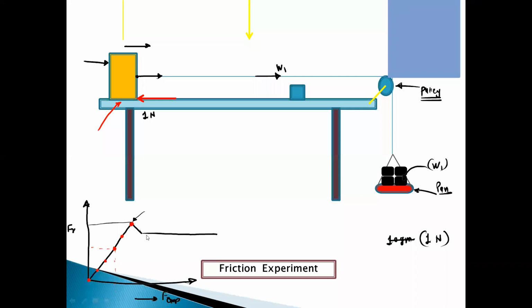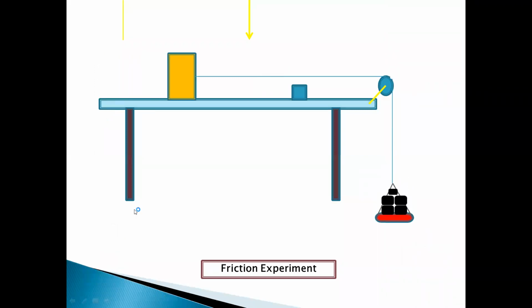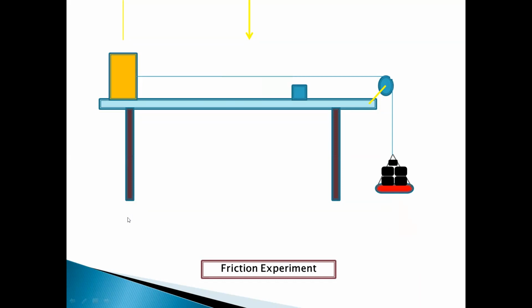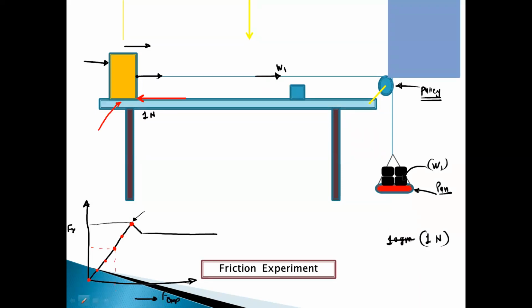Suppose it is 4 Newton. So the friction force will become 4 Newton, and after 4 Newton, if you add a very small weight, then you can see there is a motion. This is called the limiting condition. Just imagine that weight, it was here. So this is the limiting condition.